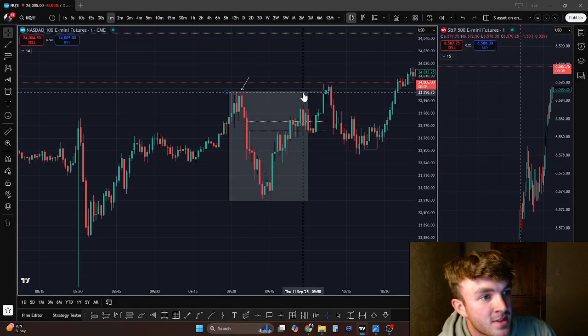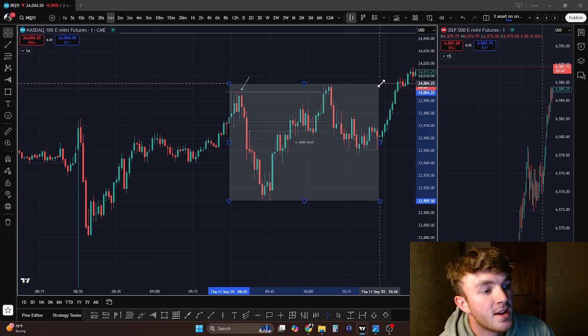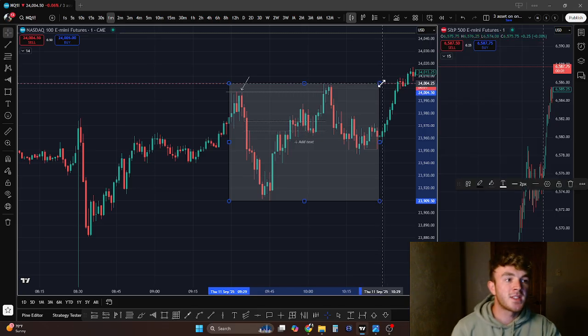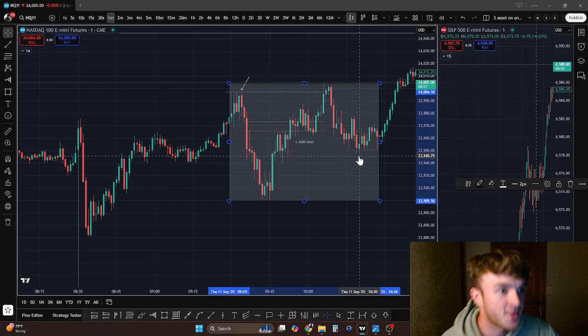Same thing with 9:30 to 10 and 9:30 to 10:30. This is going to be a super high volume area where you want to watch the highs and lows, because they're going to have a lot of stop losses above and below the range. So hopefully that made sense.